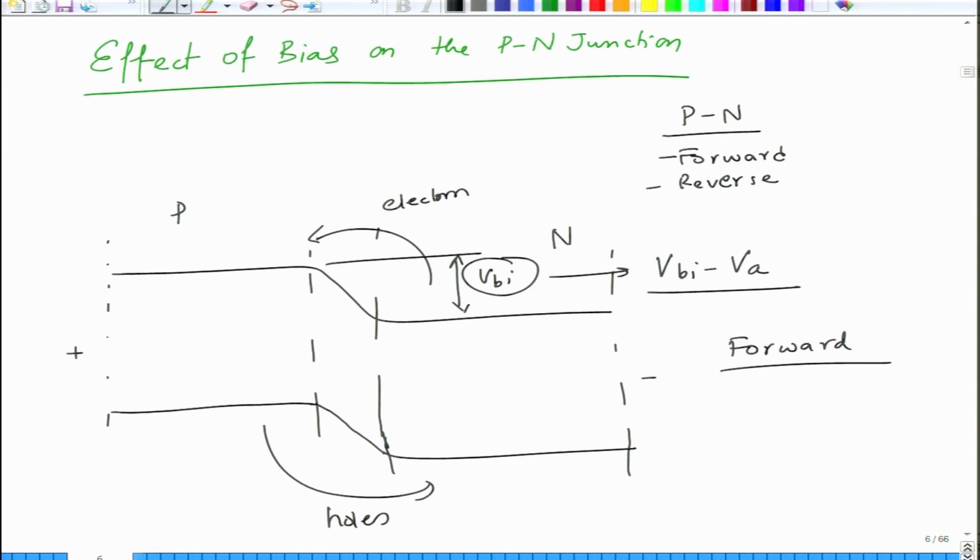What happens in reverse bias, on the other hand, if I depict reverse as blue, is that reverse means you are connecting the P side to a negative terminal and the N side to a positive terminal, which means the holes will go to this side and electrons will go to this side. They are drawn away from the junction, which means there is no junction current which is going to flow.